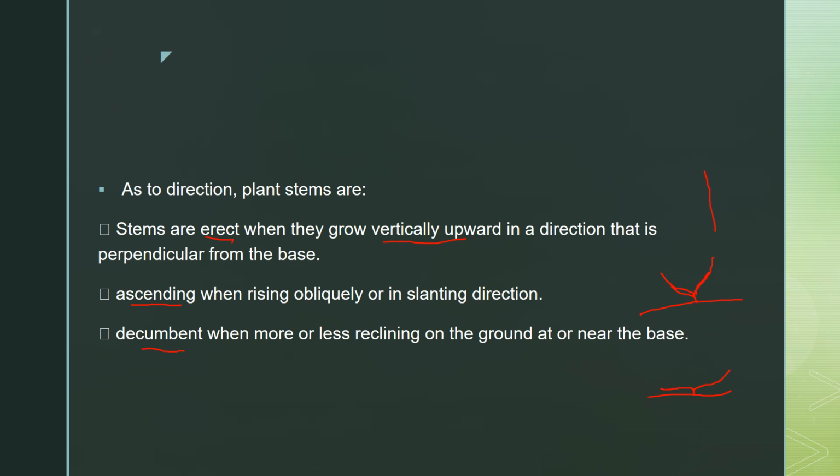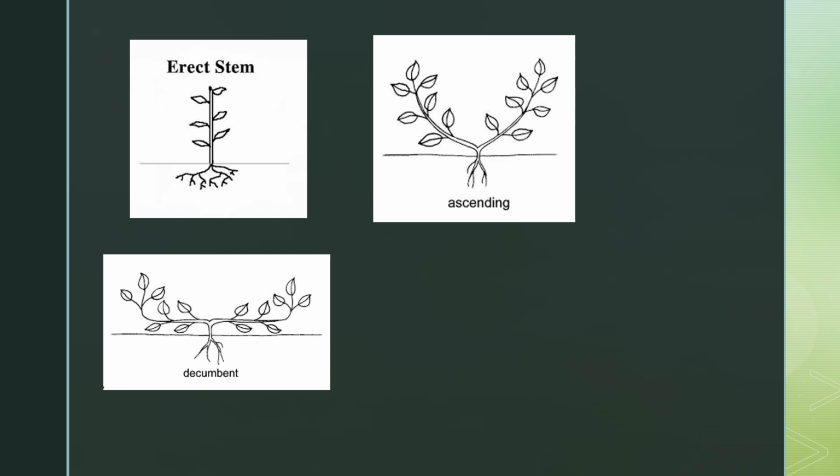This one is decumbent. So these are the three types of stems according to the direction of the stem. This one is erect when it grows in an upward direction, and this one is ascending when it grows obliquely, and this one, decumbent, is reclining on the ground or near the base. Okay, it's clear here in the pictures.